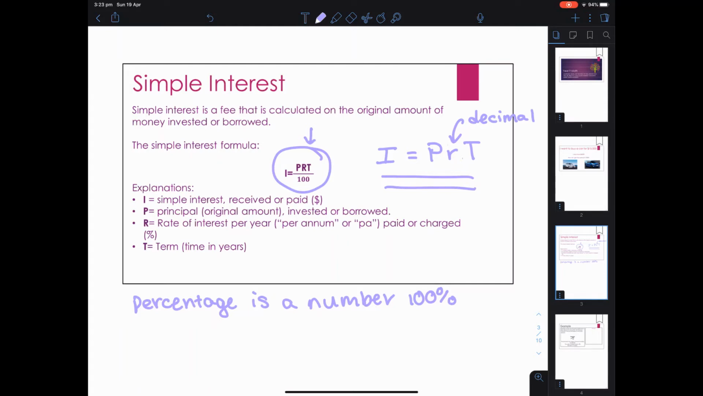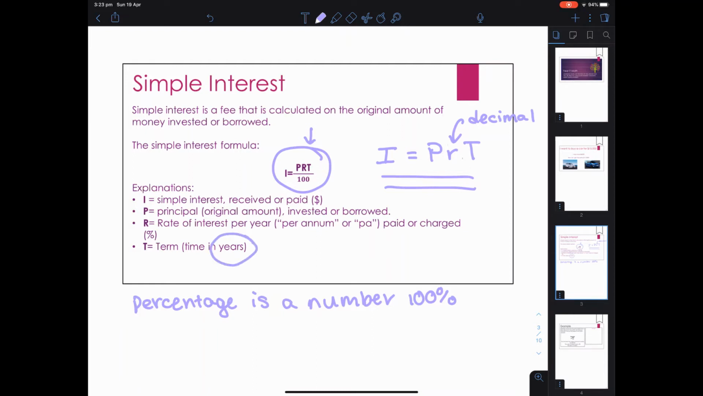And lastly, our T is our term. That's how long you're going to take out this loan for, or how long you're investing your money for. So this might be 4 years. It might be 7 years. Most car loans are for 7 years. You also might do it for 3/4 of a year. The important thing to remember here is that the number is in years.